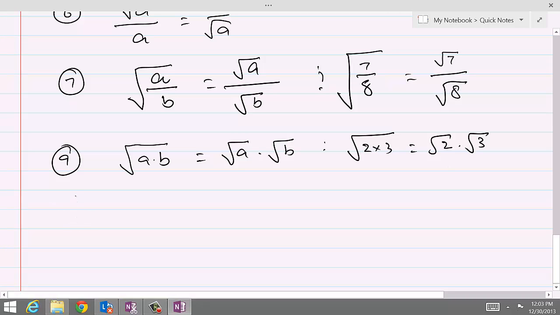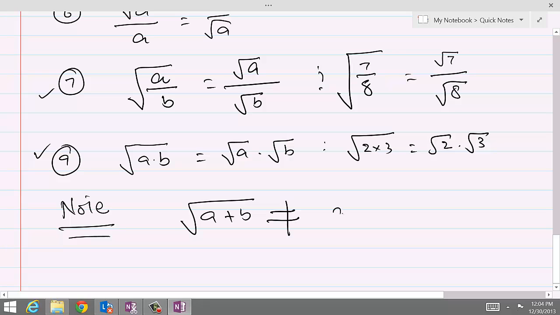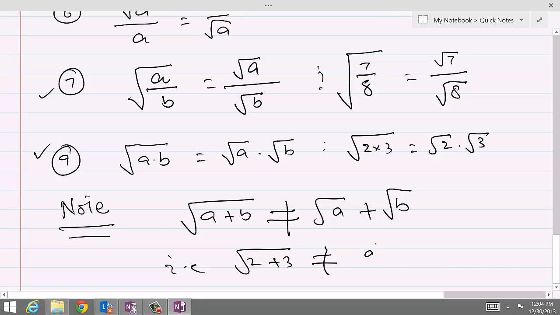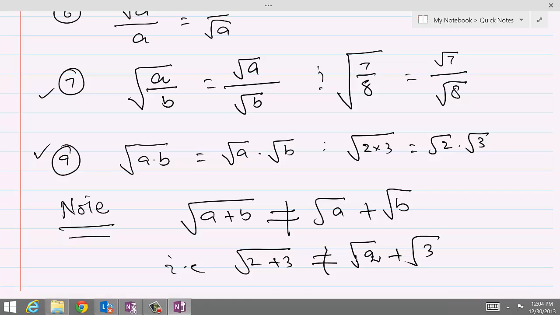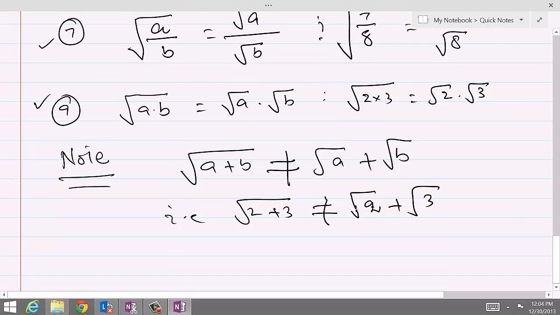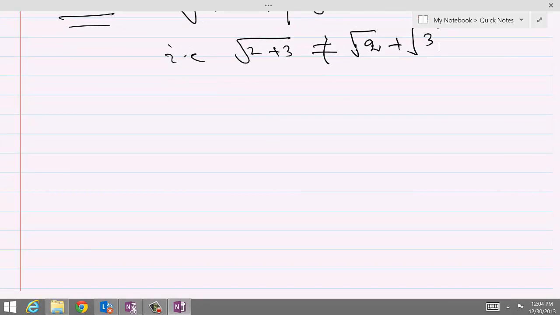These are the laws, but take a note of one more thing, that's not a property: a plus b under root is not equal to, you can never write these separately. Remember this. So if you got 2 plus 3 under root, it's not legal, you cannot say it is equal to under root 2 plus under root 3. Square root can be separated only in multiplication and division signs.